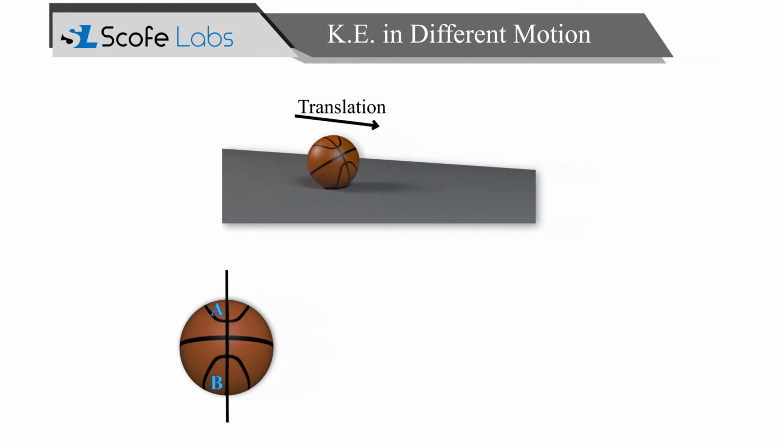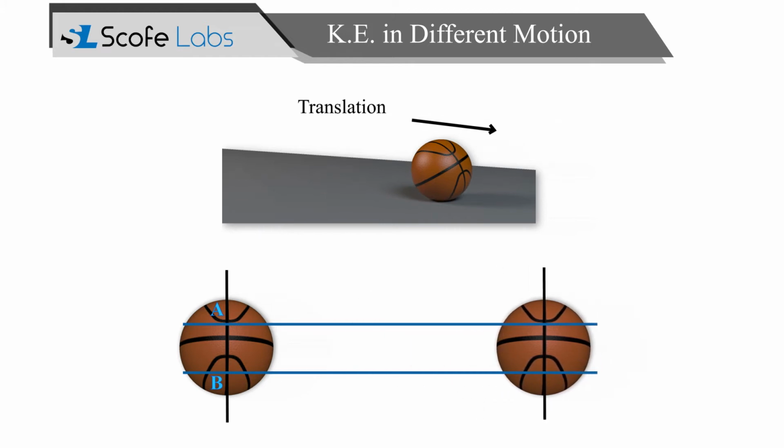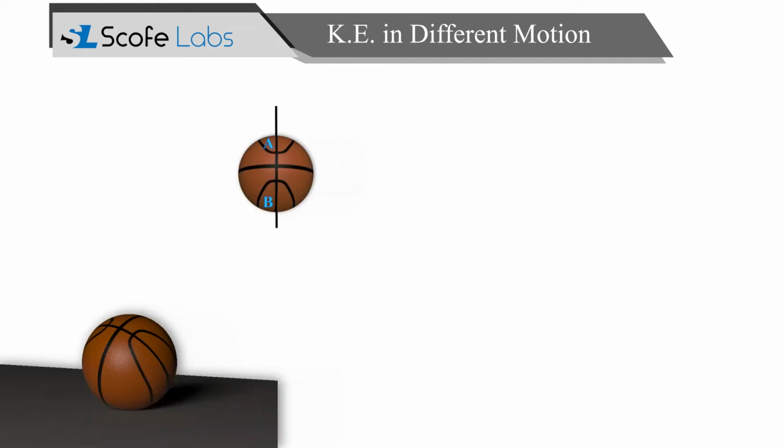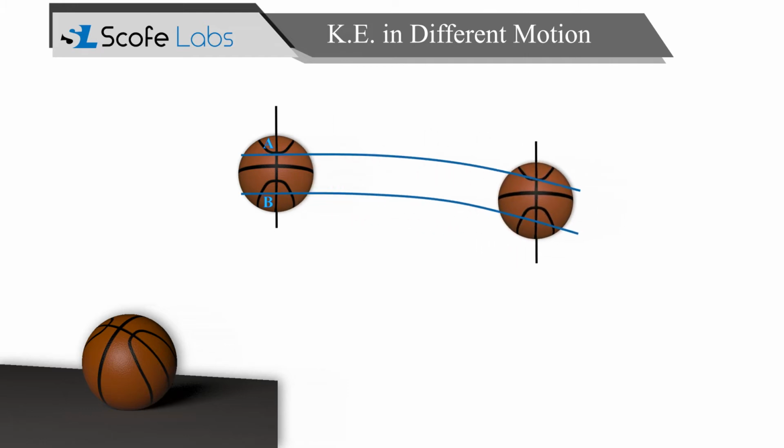In translation motion, every line segment on the body remains parallel to its direction, and all points move along straight lines. Then the motion is rectilinear translation. If the paths are curved, then we can say that motion is curvilinear translation.